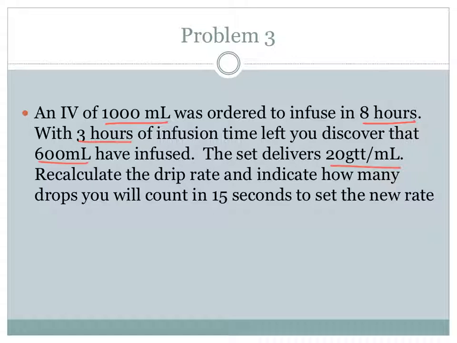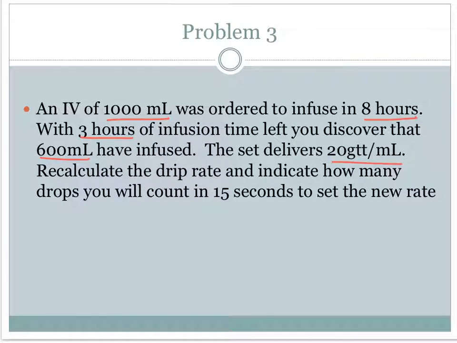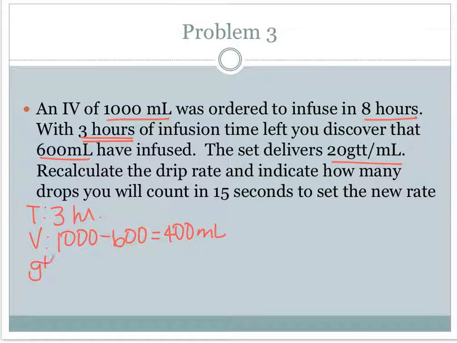Okay, let's calculate this out together. So let's figure out how much time we have left. In the problem, it stated that we had 3 hours left. And then our volume to be infused at this time, we know we started with 1,000 milliliters, and we know that 600 has gone in, so that leaves us 400 milliliters to be infused. We want the drops per minute.